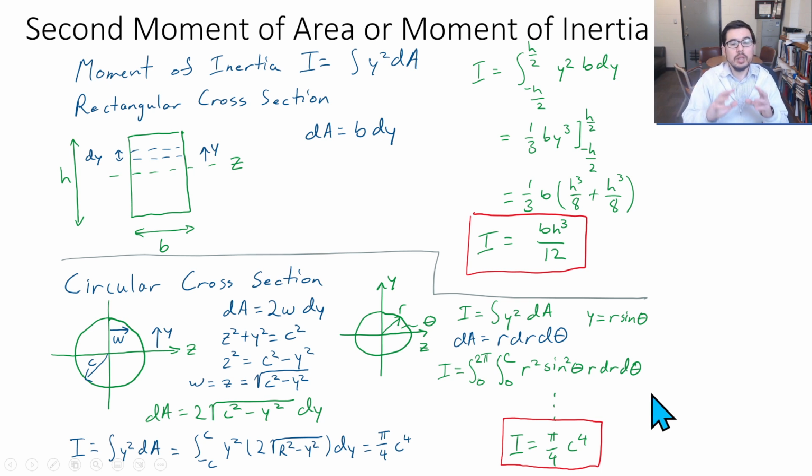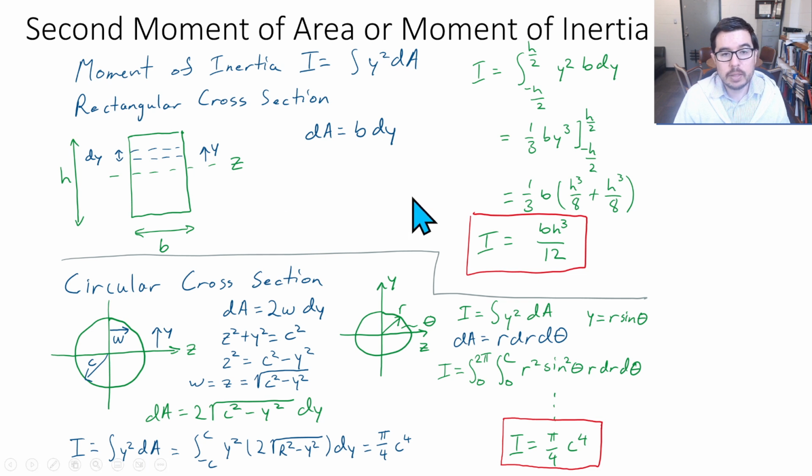All right, so these are two of the common cross sections that we'll encounter, and in a little bit we'll show how we can use this formula for the rectangular cross section to come up with second moments of inertia for more complex geometries.